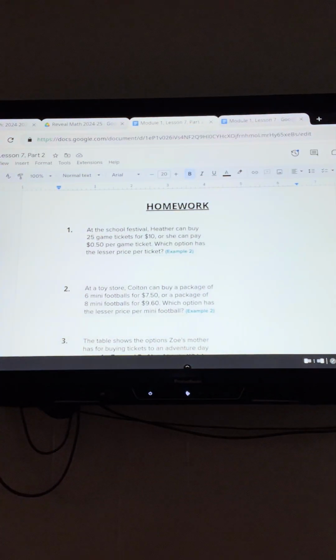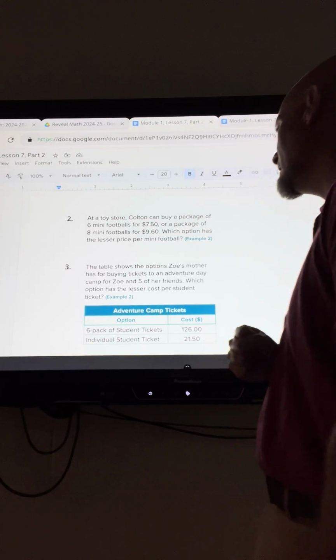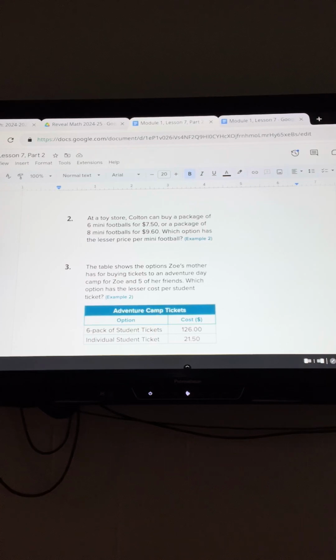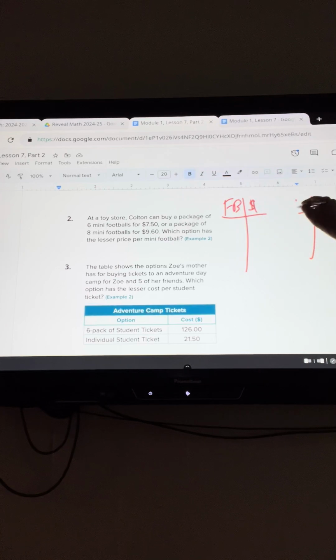Okay, number 2, we've got the toy store. Colton can buy a package of mini footballs, 6 for $7.50 or 8 for $9.60. Which option has the lesser price per mini football? So there are a couple ways you could do this. Again, you could find the unit price. So you have footballs and you have money, and for 6, it's $7.50.